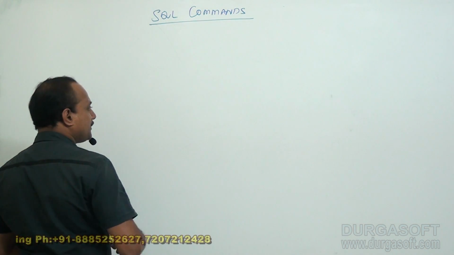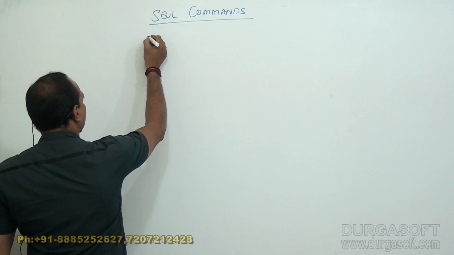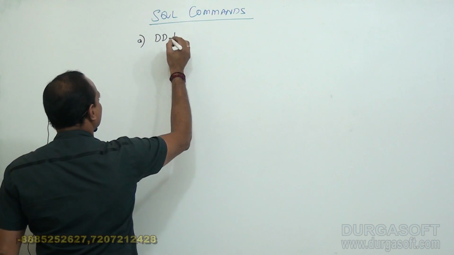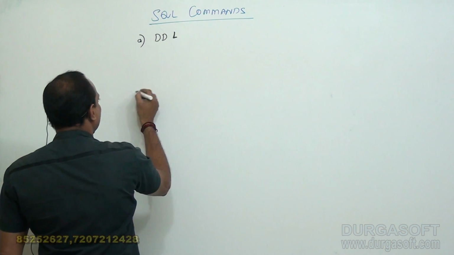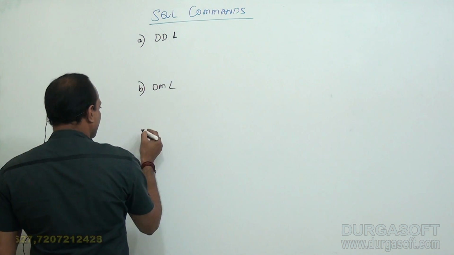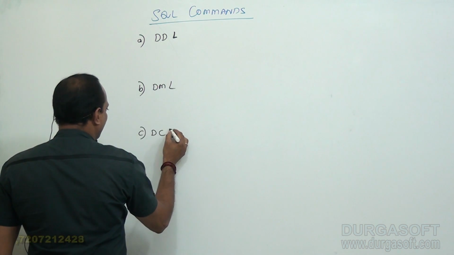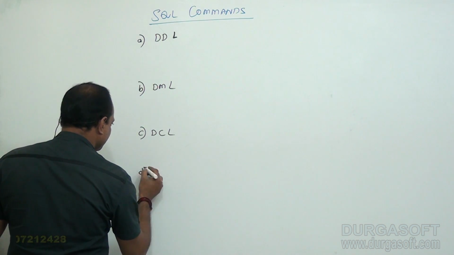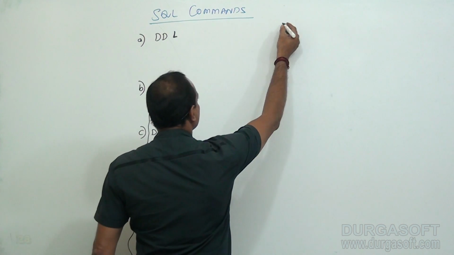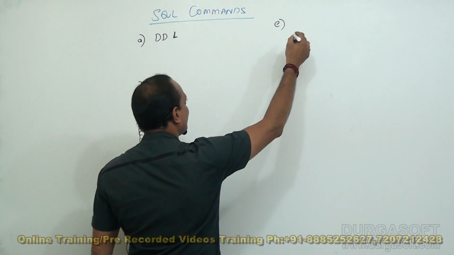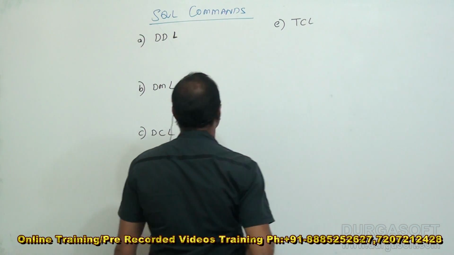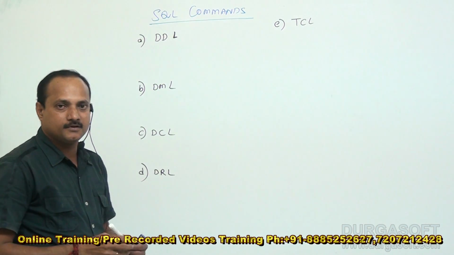The following are the categories of SQL commands. First one is DDL commands, and second one is DML commands. Third one is DCL commands, and fourth one is DRL commands. And the fifth category is TCL commands. So these are the different categories of commands.